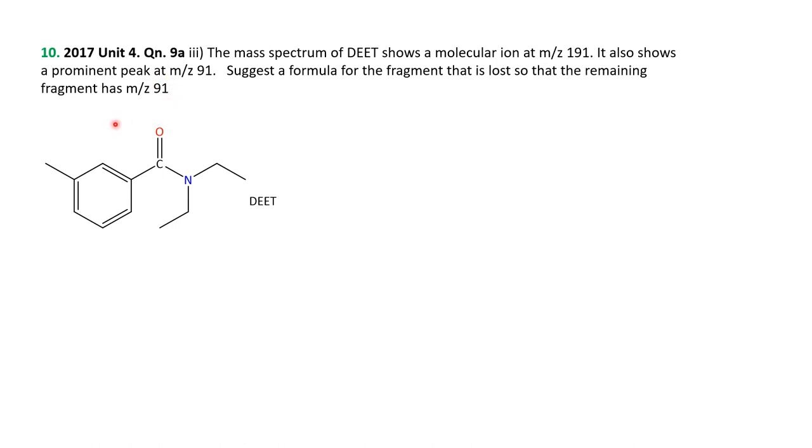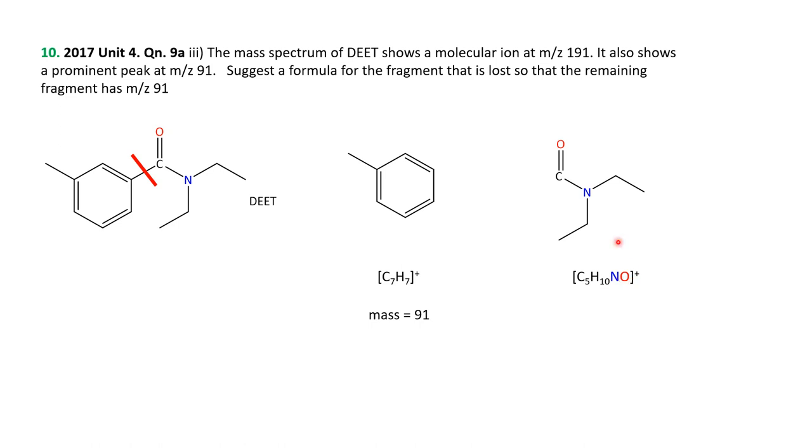Now we look at the structure here, and remember the best place when you've got oxygens in there is the bond attached to the carbon that's bonded to the oxygen. So let's see what would happen if we break it here. And so we get this fragment and that fragment. Add that up, that's C7H7+, and that weighs 91. So the C5H10NO must weigh 100. So this is the fragment that is lost, so that you get this nice fragment at 91.